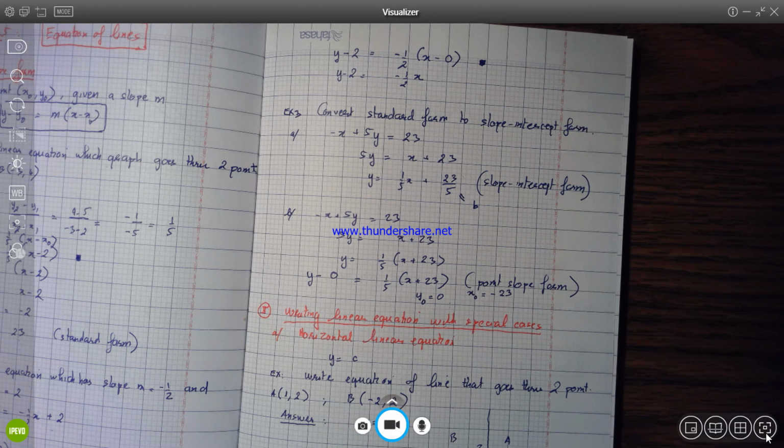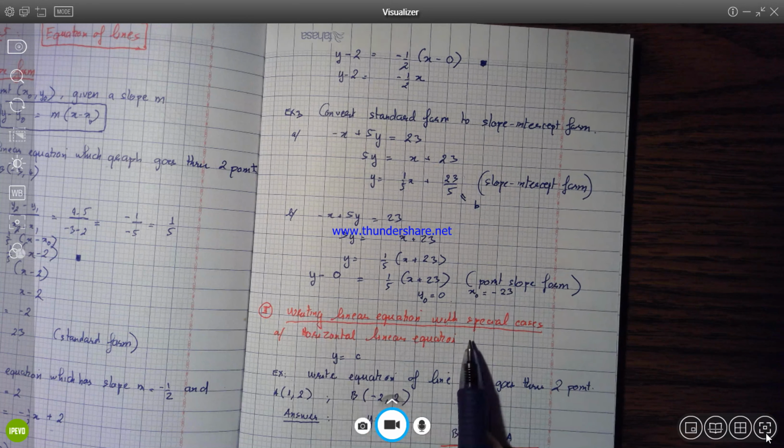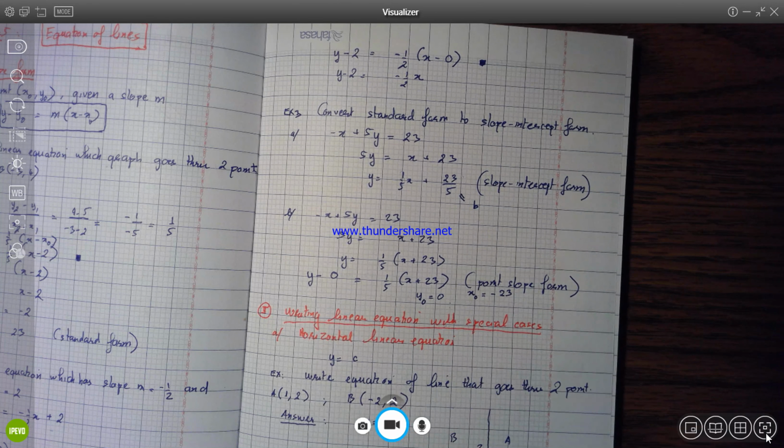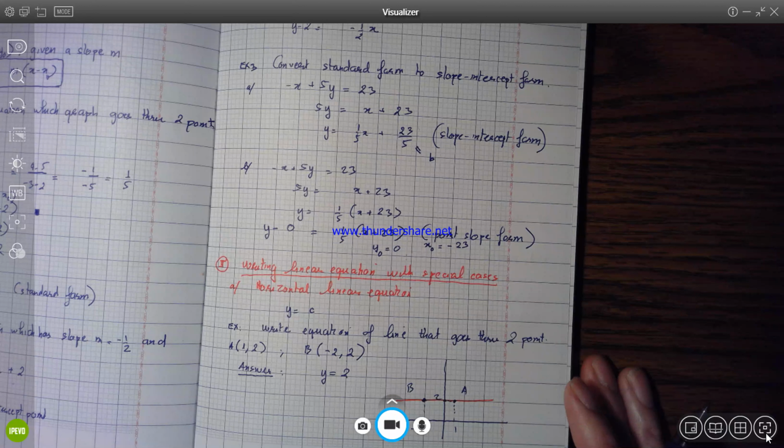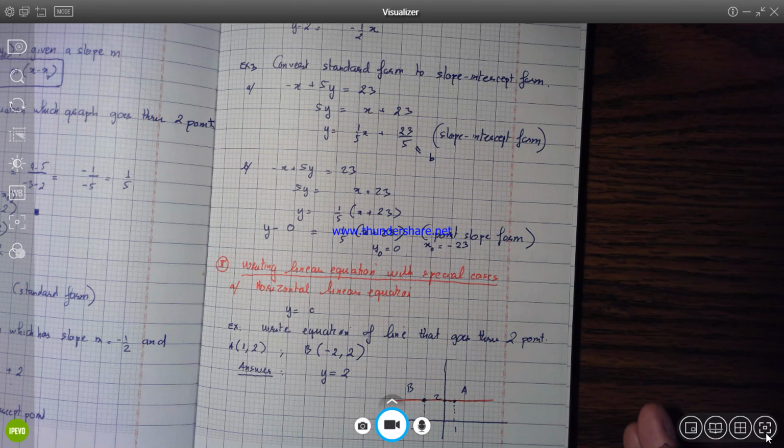So in the second part of the lecture, I will show you how to write a linear equation with special cases. The special cases are when we have a horizontal line, a vertical line, two lines parallel to each other, and perpendicular lines to each other. These are special lines.